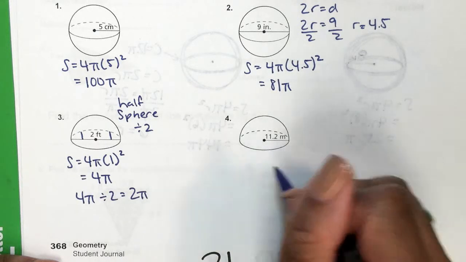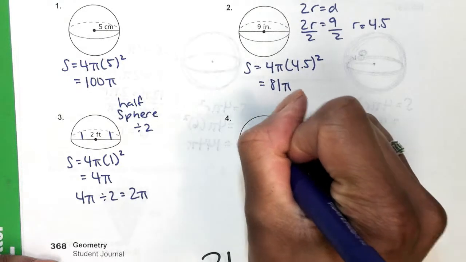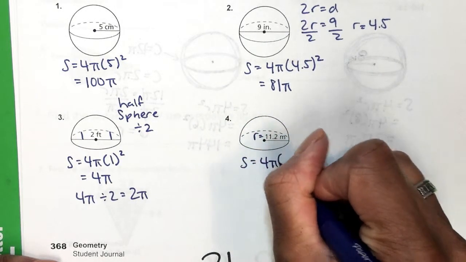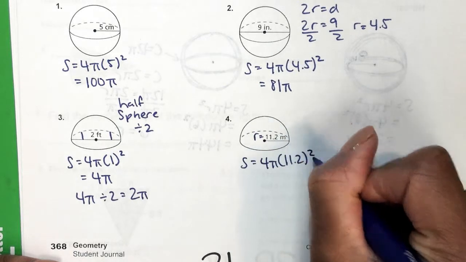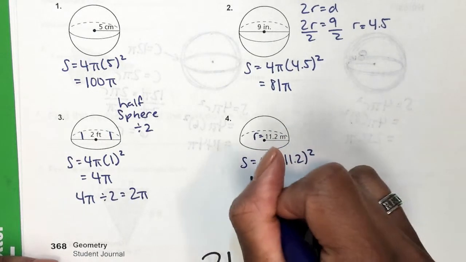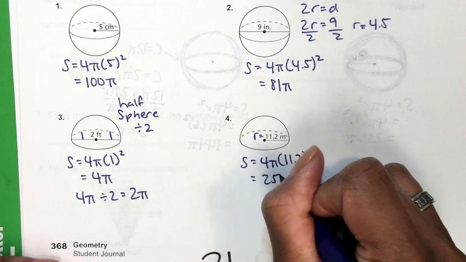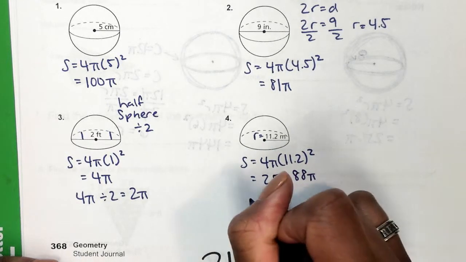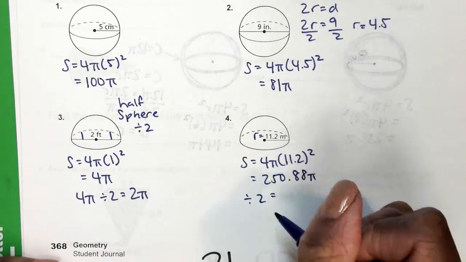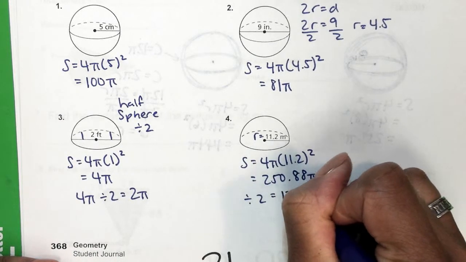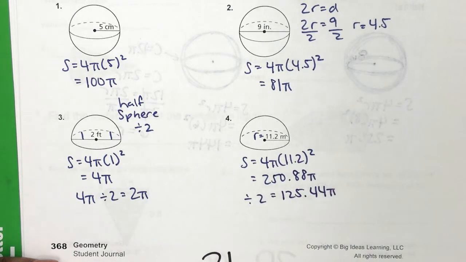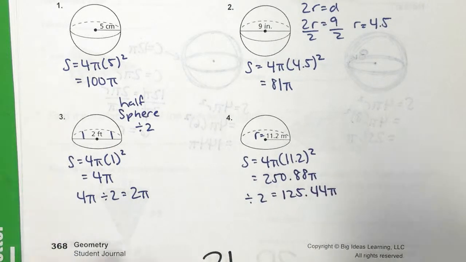And number 4, we're already given r, so r is 11.2, so S equals 4 pi times 11.2 squared, and we end up with 250.88 pi, but we need to divide it by 2 because we have half a sphere, so we get 125.44 pi. It's only because we have half a sphere.